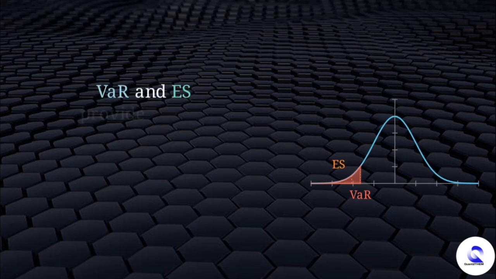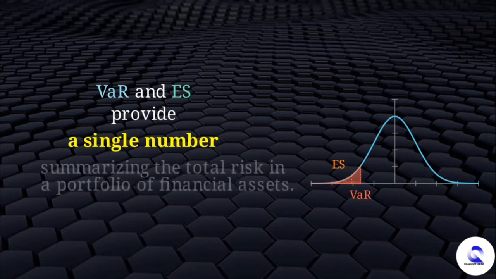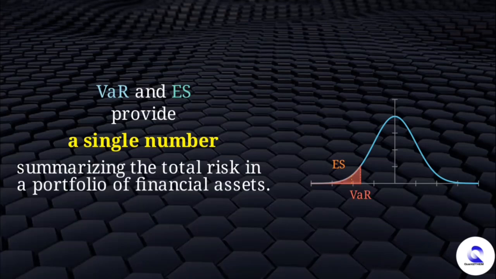Together, VAR and ES provide a clear and concise snapshot, a single number that summarizes the total risk in a portfolio. One tells you how tall the wall needs to be, the other what to expect if the storm breaches it.